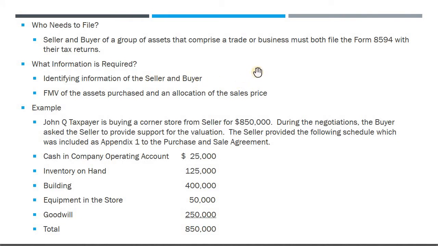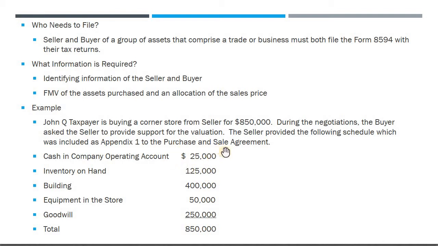The other information that's required are the assets that were actually purchased, the FMV of those assets, and how the sale price is being allocated across those assets that were acquired. So let's look at a simple example here. We have John Q, taxpayer, is buying a corner store from seller for $850,000. Now during the negotiations, obviously the buyer wants to know how'd you come up with that amount, right? So the seller provided the following schedule, and this was included with the purchase and sale agreement as an appendix, right?